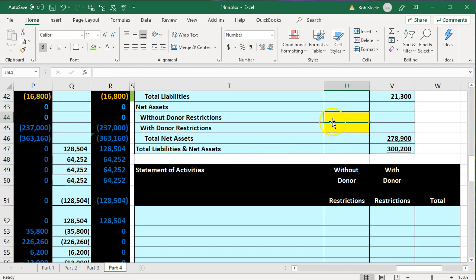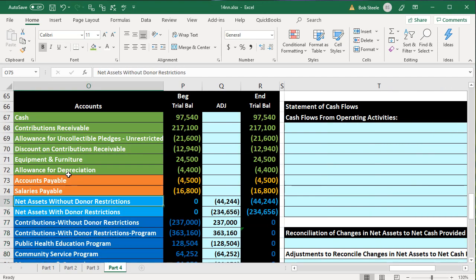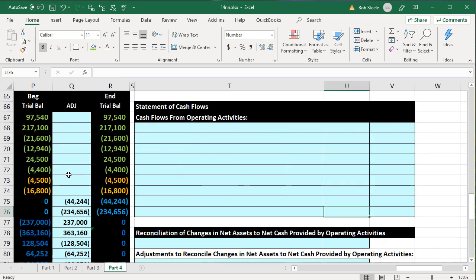Now, we already know also these two numbers. We know what those are because we did the closing entry already. So if we go down to the closing entries, here's our breakout. Here's the net assets without donor restrictions, net assets with donor restrictions. So we could actually pick these numbers up right now if we so choose. And let's go ahead and do that.